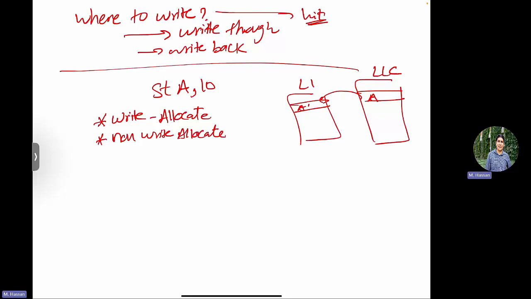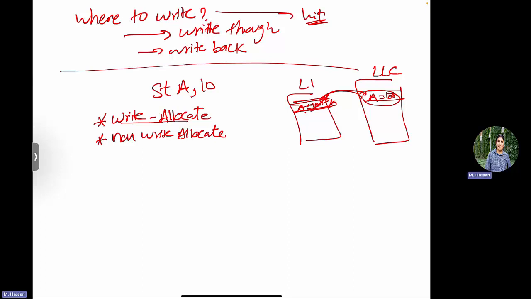In case of a write allocate, the word allocate means bring it from the lower level memory to your private cache and write it there. So if this was 100, I bring it to the cache, so it's 100, and then I update it to 10. Whether you update only L1 or the LLC is irrelevant to this question. It's related to the question we discussed earlier, which is write back versus write through.